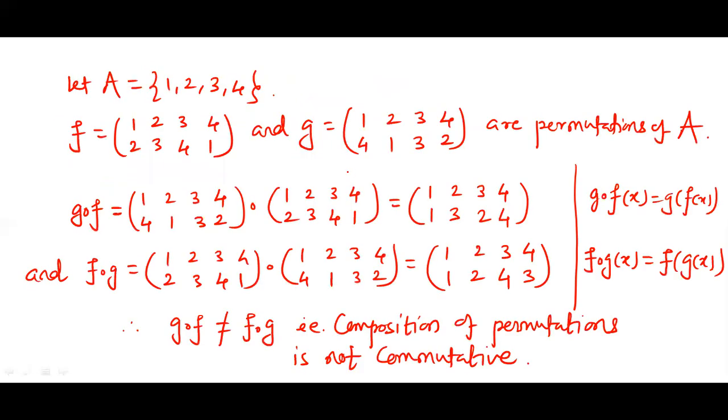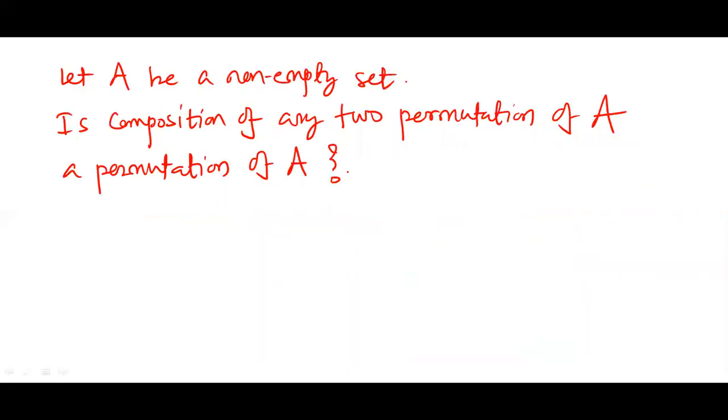Means we have seen f and g are permutations of set A. See, we got g naught f is also a one-one and onto function from A to A. Means g naught f is a permutation of A, and f naught g is also a one-one and onto function. Means f naught g is also a permutation of A. Means in general, can we say that composition of any two permutations of A is again a permutation of A, and the answer of this question is yes. Composition of any two permutations of A is again a permutation of A.